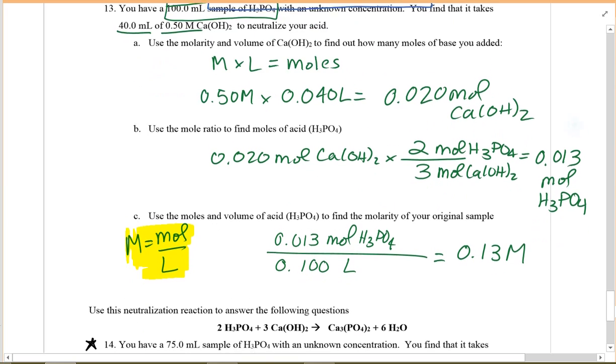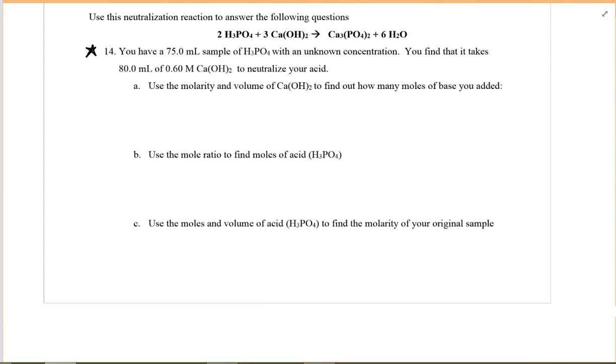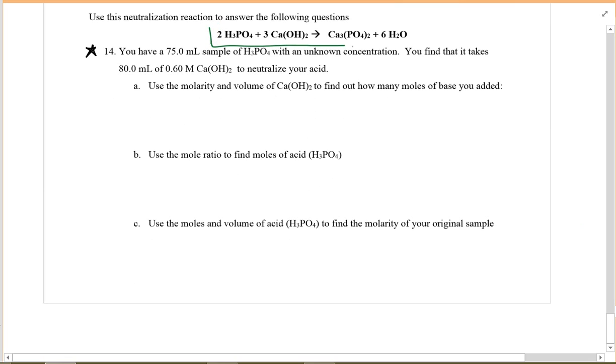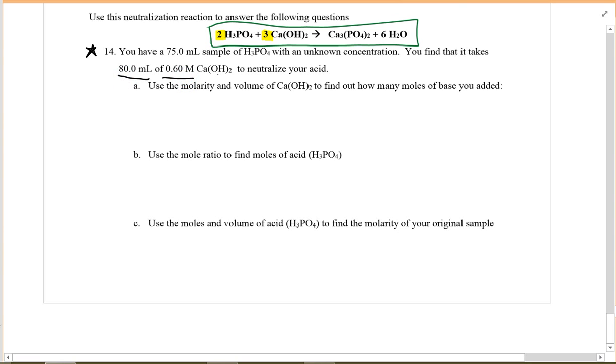Okay, let's do one more. Let's look at problem number 14. And again, I've got a balanced chemical equation here. It's the same reaction as above, so I've got a 2 to 3 acid to base ratio here. And first step is going to be use whatever molarity and volume I'm given to find moles. Okay, so I know the molarity and the volume of base, it looks like.